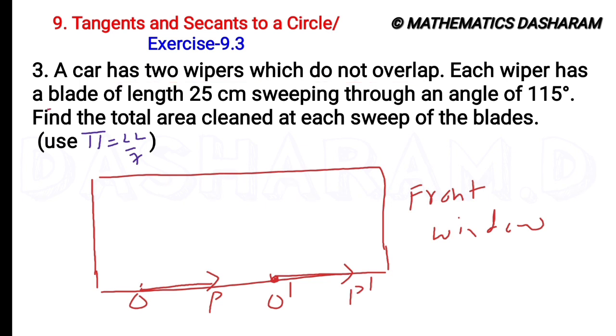Each wiper has a blade of length 25 centimeters. So here 25, here 25. Sweeping through an angle of 115. So this is one sweep. Now here is a blade. So this is the sweeping area. Here also the same situation.